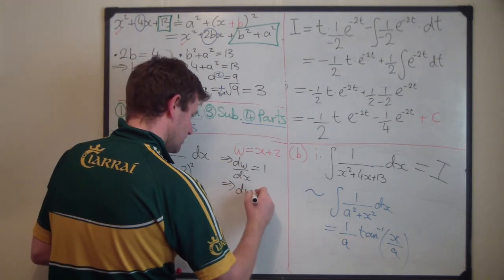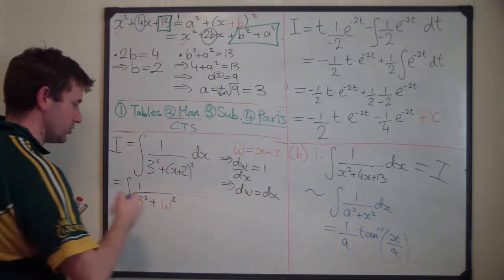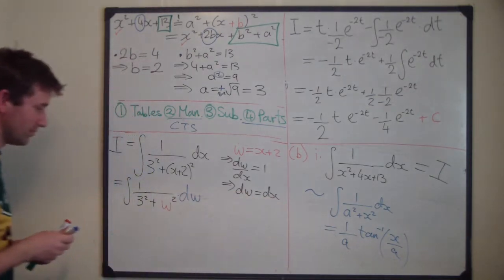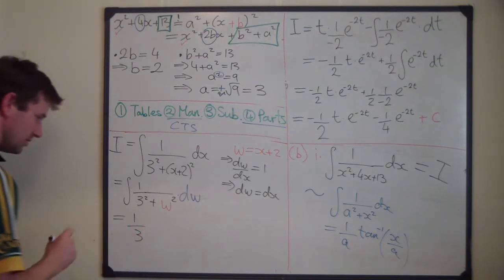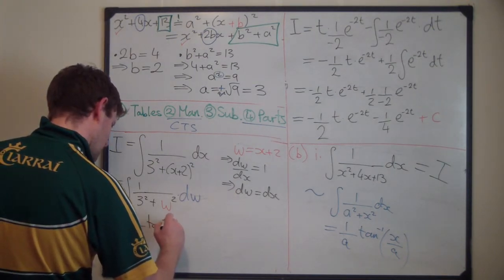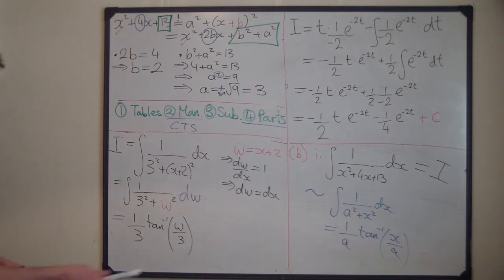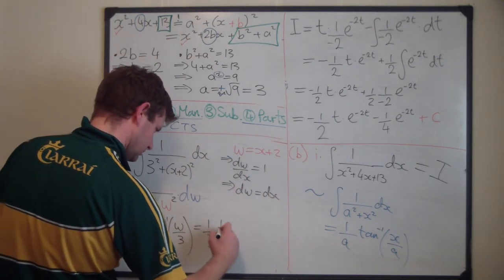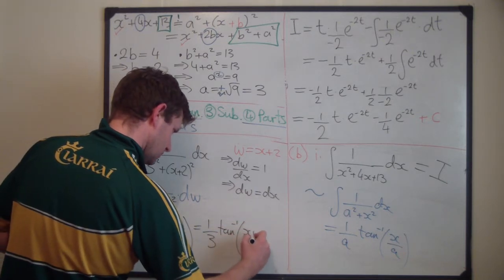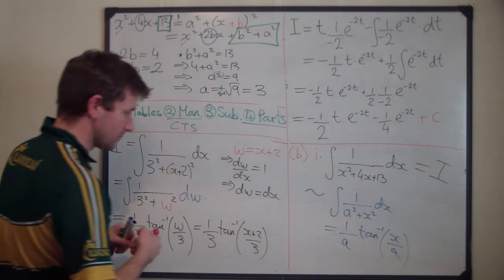So you get dw is equal to dx, in other words dx is the same as dw, and now this is exactly the correct form. I can use the tables, so 1 over a, the a is 3, inverse tan of w over 3. Now that isn't the full answer because we're asked to anti-differentiate with respect to x, so we should go back in terms of x. In other words, put w equal to x plus 2. And you won't forget about the plus c when it's written on the paper, I guess.